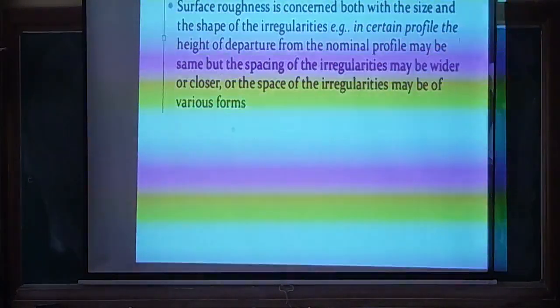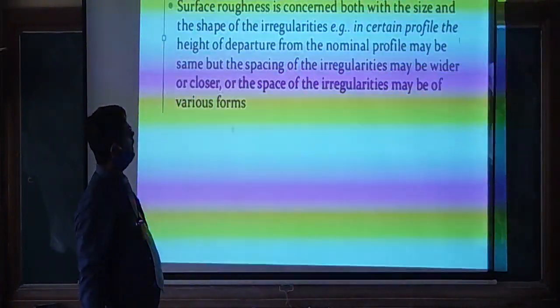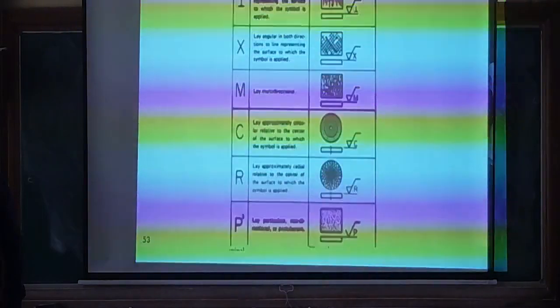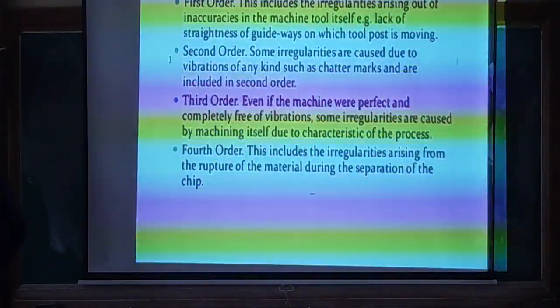Next, surface roughness is concerned in this particular section. They have given that surface roughness is concerned with both the size and shape of the irregularities. Size and shape, if you see these particular surface irregularities.